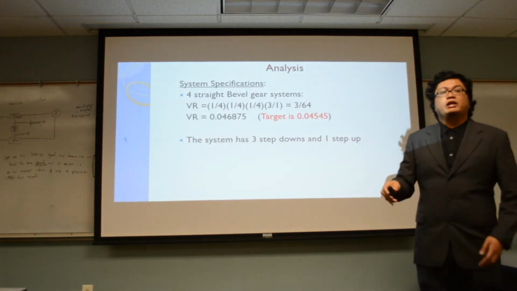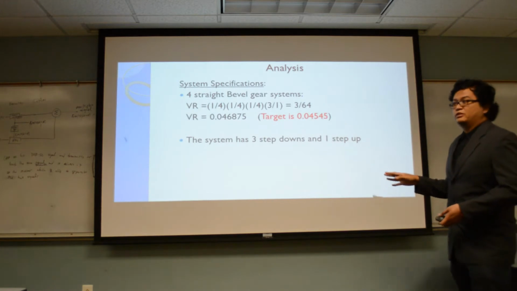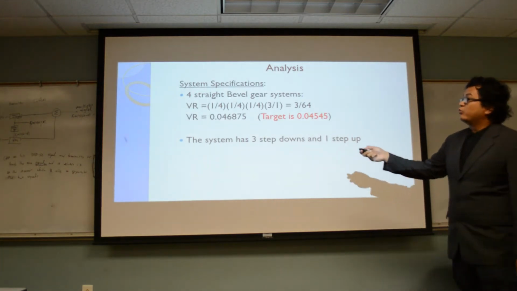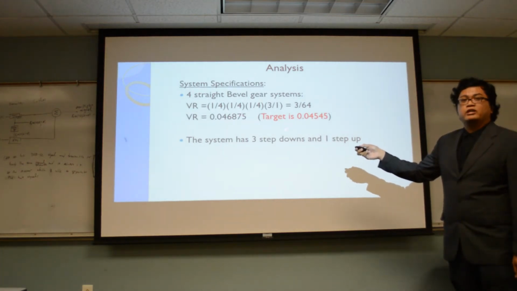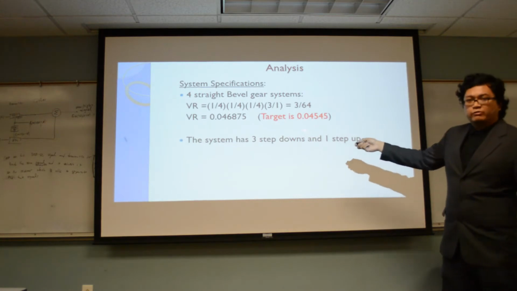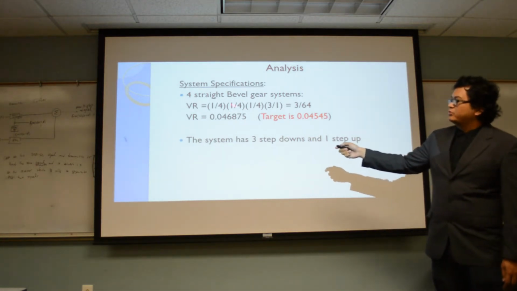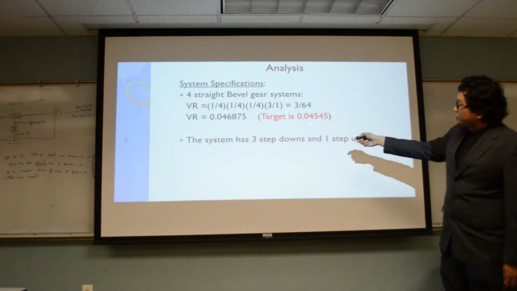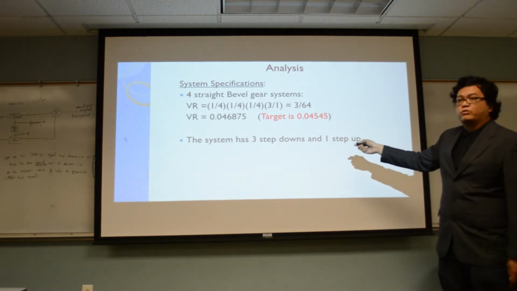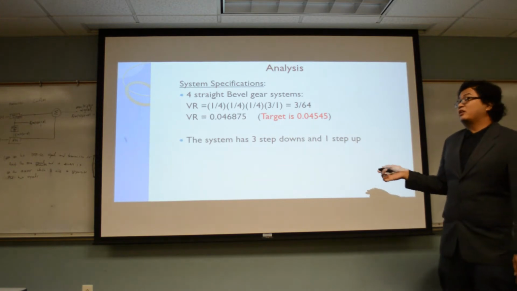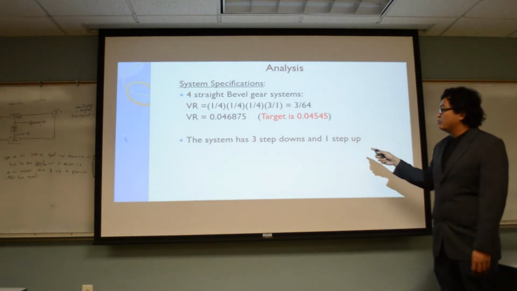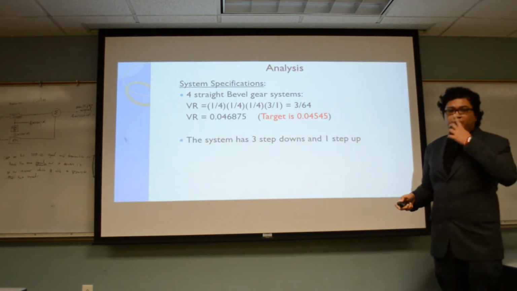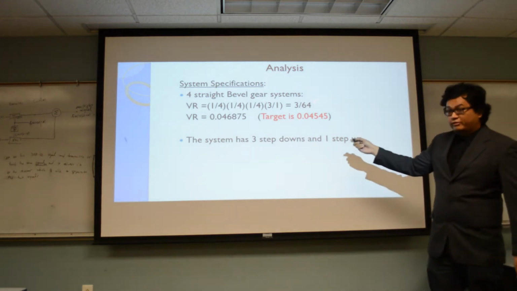The analysis. We had to use 4 straight bevel gear systems in this design. So we had 1:4, 1:4, 1:4, and 3:1 ratios, which is 3 over 64, which then became 0.046875. As you can see, that value is close to our target value of 0.04545. That means our system had 3 step downs and 1 step up. So we had to change the numbers a bit in order to get close to our target value.